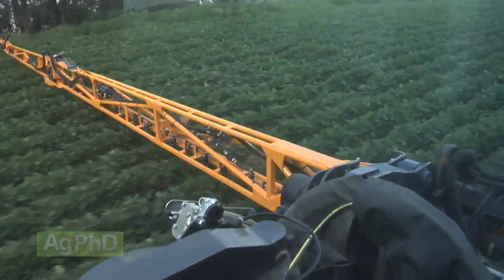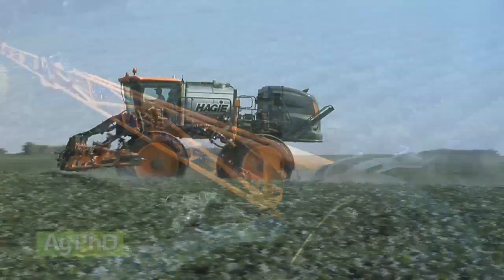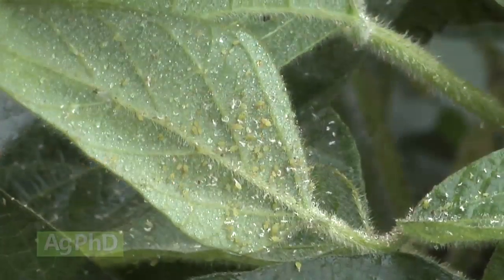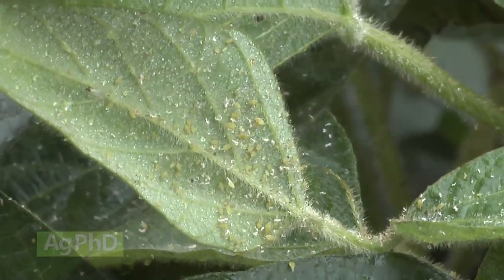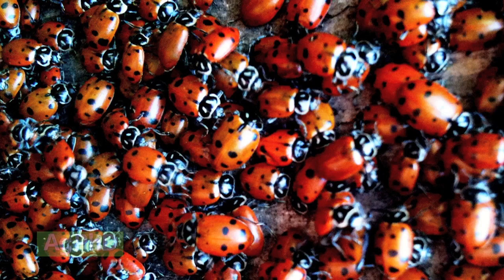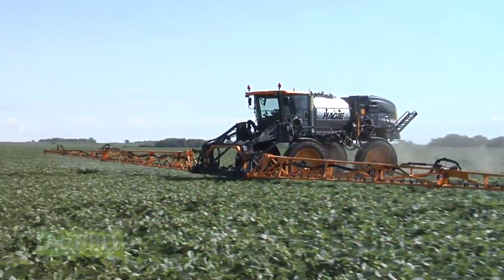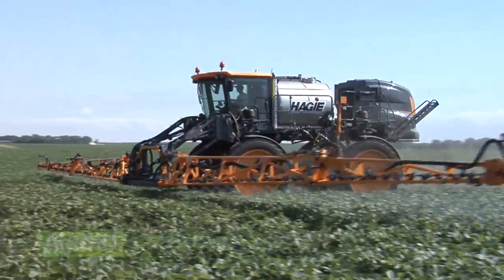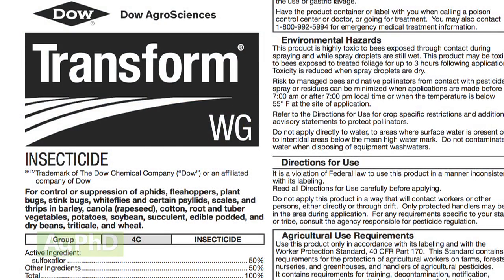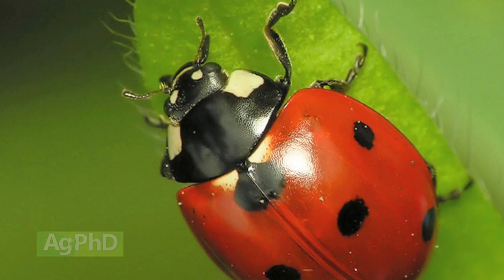Well, first of all, let's just look at the big picture here. In the whole world, what percent of the acres are actually getting sprayed for soybean aphids or for grasshoppers or for anything else? It's a tiny, tiny, minuscule percentage. So are we really doing that much damage to the world's beneficial insects? Absolutely not. The other side of it is now there actually are insecticides out there that are very specific, so specific in fact that, like in the case of the new Transform insecticide, that will kill soybean aphids and it will not kill the beneficial insect, the lady beetle.